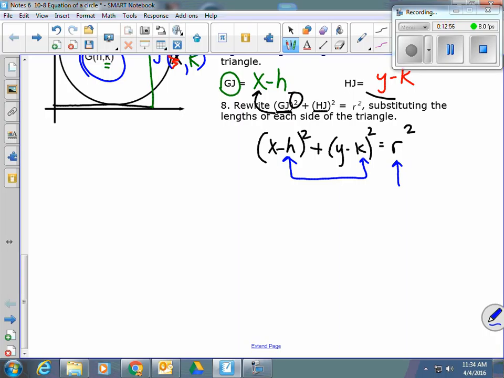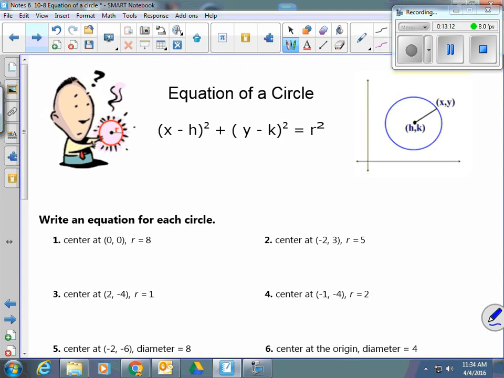Y equals mx plus b is the equation for writing a line. X minus h squared plus y minus k squared is equal to r squared. That's the equation we use to write the equation of a circle. Are we okay? So now let's look at the back. Where did they get H and K from again? Good, that's your center.